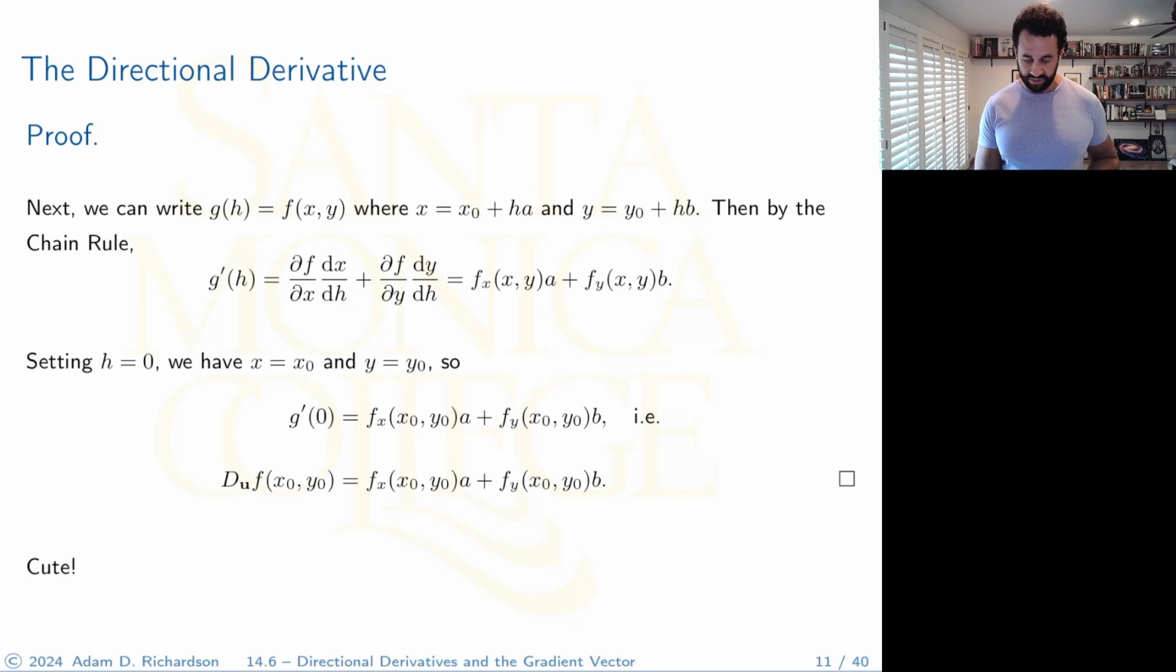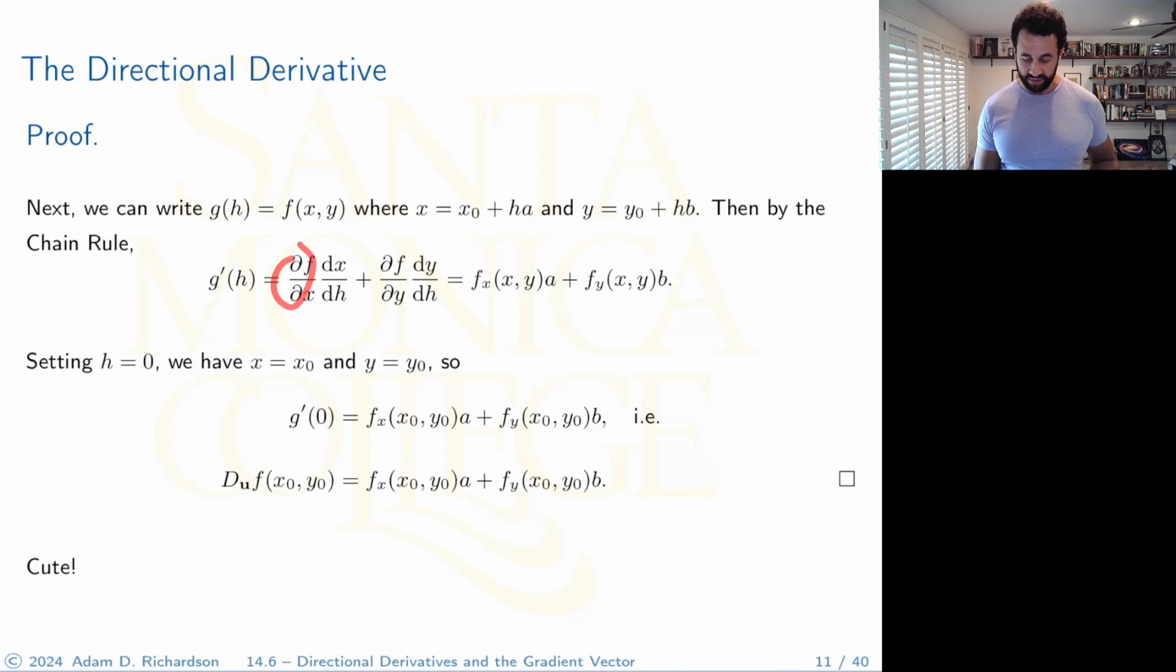So if I want to do the derivative of this function with respect to h, I have to use the chain rule. It'll be the derivative of f with respect to x times the derivative of x with respect to h. That's this right here. And then we're going to add the derivative of f with respect to y times the derivative of y with respect to h. And that's this right here. And then we're going to add the results.